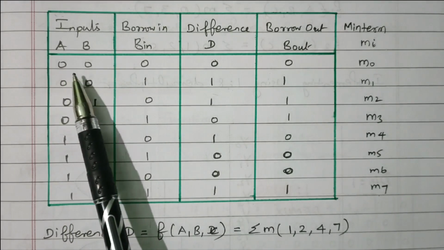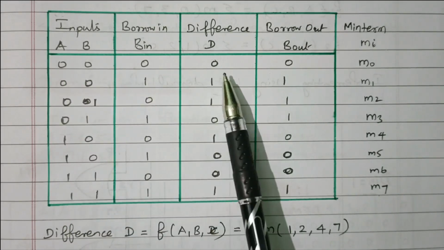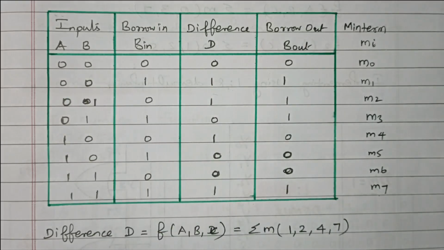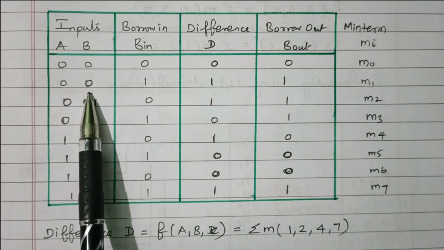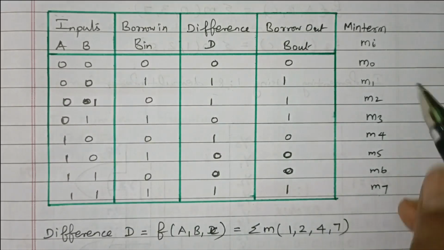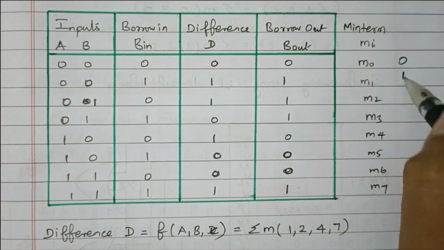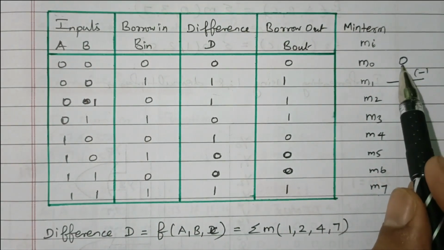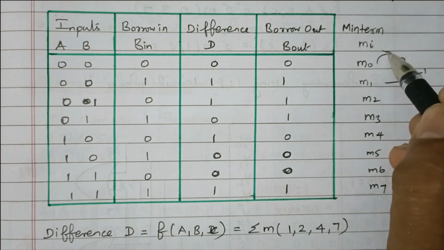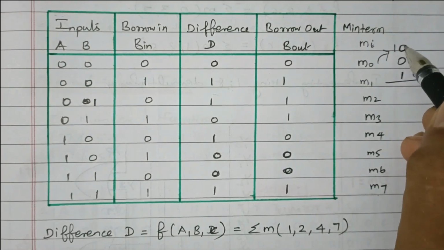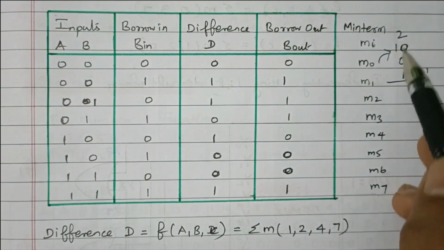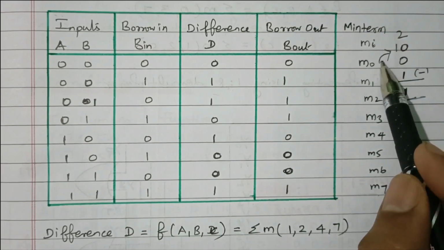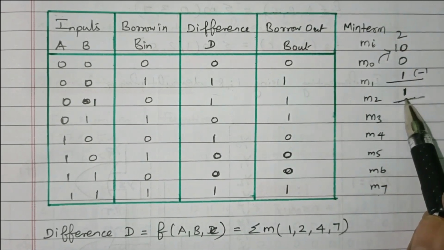Suppose A is 0, B is 0 and borrow is 0. All are 0 means difference is 0 and borrow out also 0. Next 0, 0, 1: 0 minus 0 is 0, then 0 minus 1. Here we need to subtract 1 from 0. This is the lesser number, so we need to borrow from the previous digit. While borrowing it becomes 10, and 10 means 2 in decimal. So 2 minus 1 is 1. So the difference is 1 and borrow also 1. We borrow 1 from the previous digit and the difference is also 1.